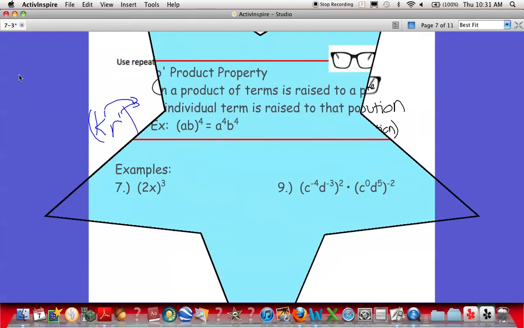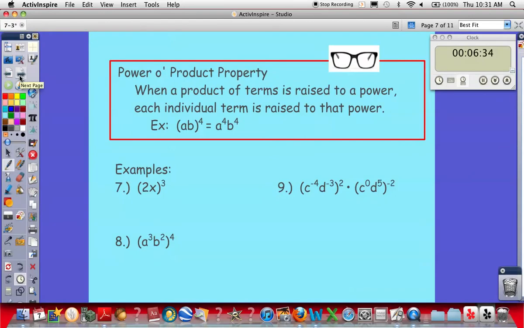So now we have our last rule. It's the power of a product property. When a product of terms is raised to a power, each individual one is raised to that power. Again, it looks like distribution in there. Please cross out the example that you had and put this in here. Okay, now we're going to go ahead and do some more examples. Again, if you need to hit pause and go back, please hit pause and go back.